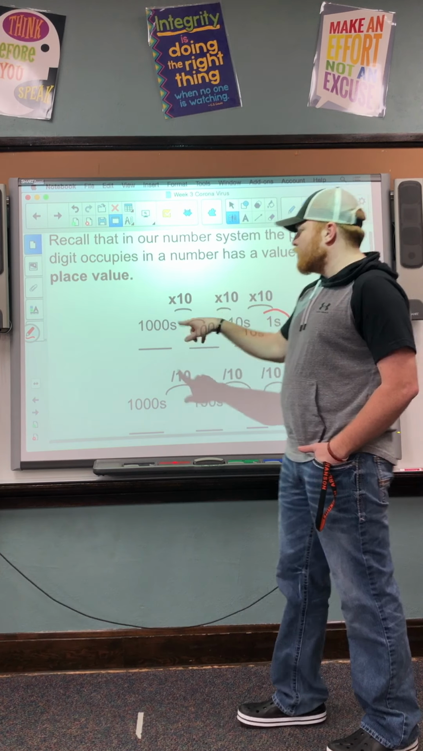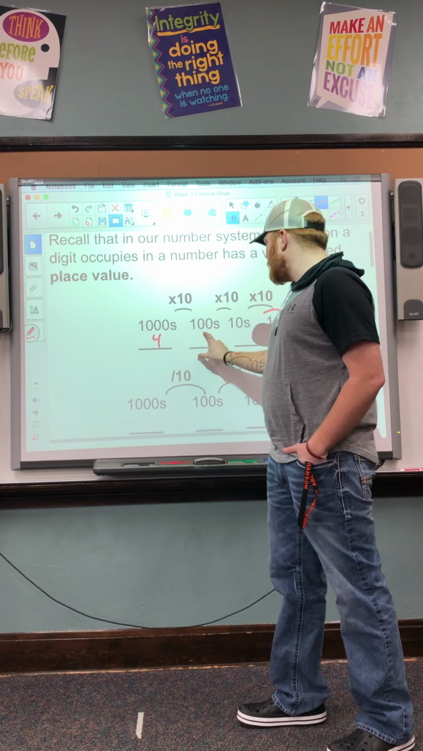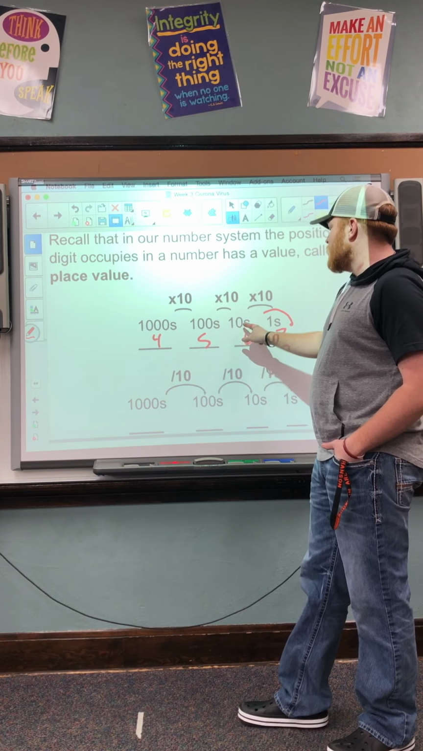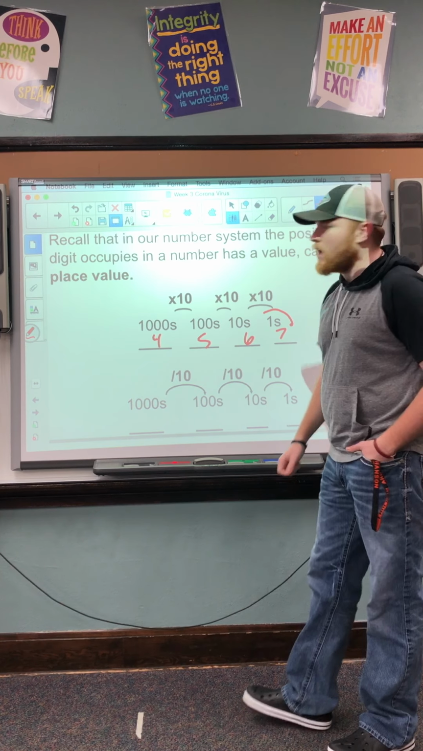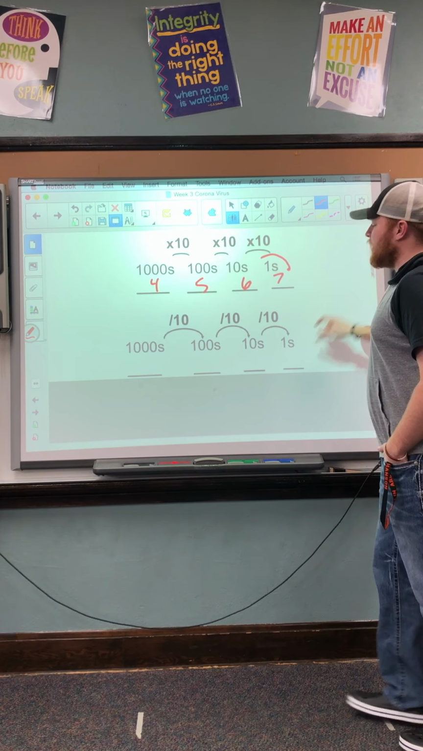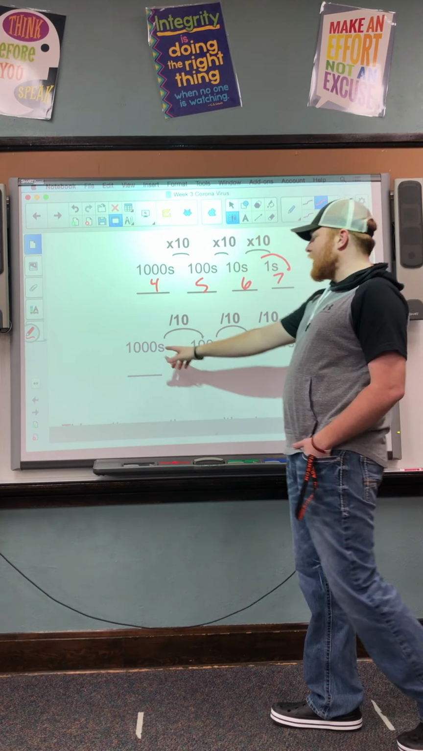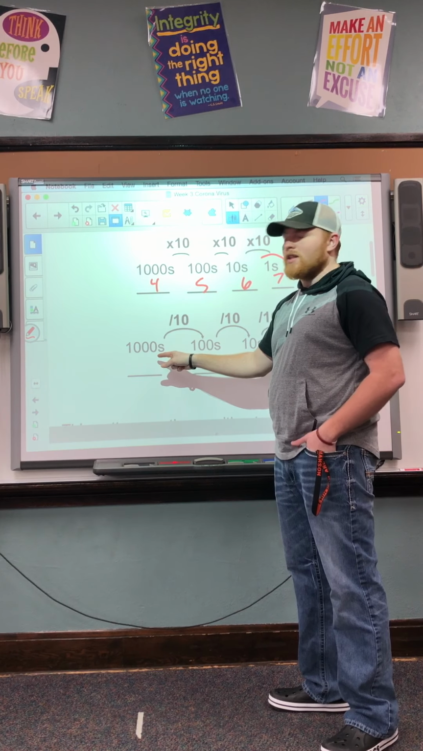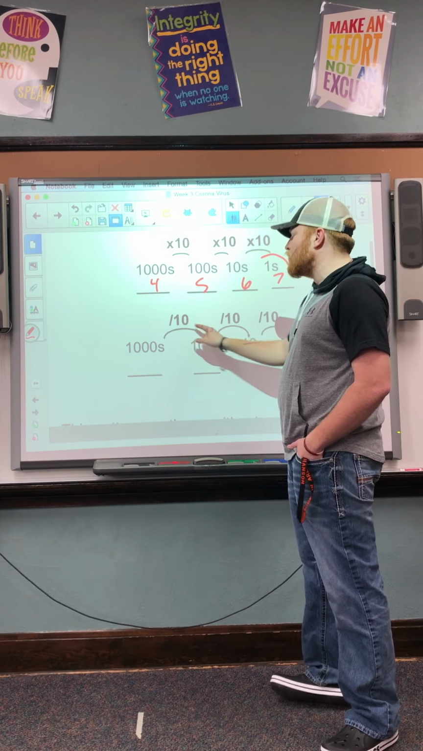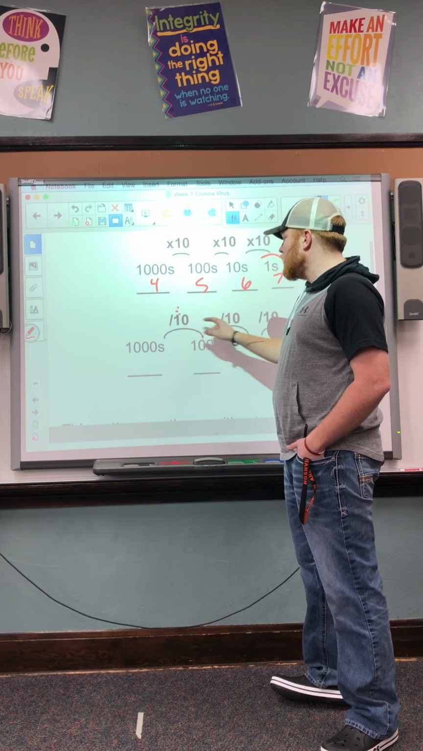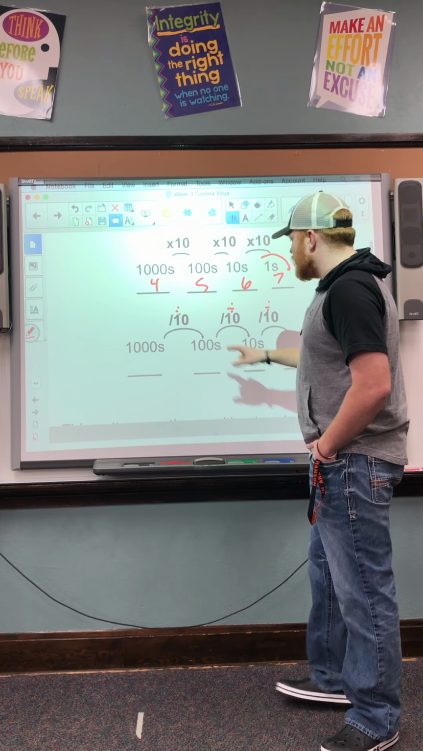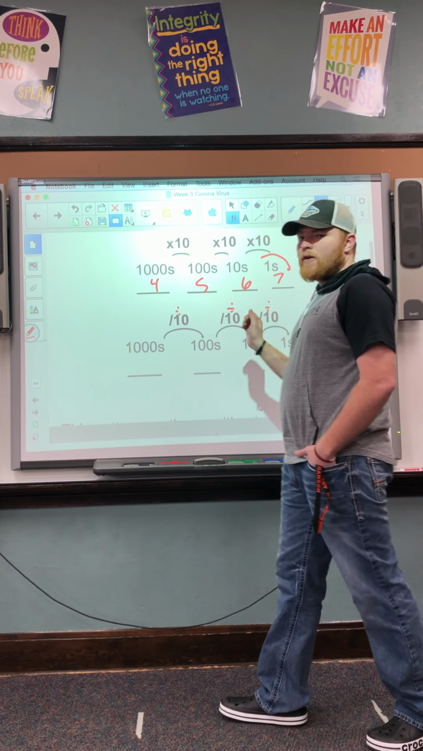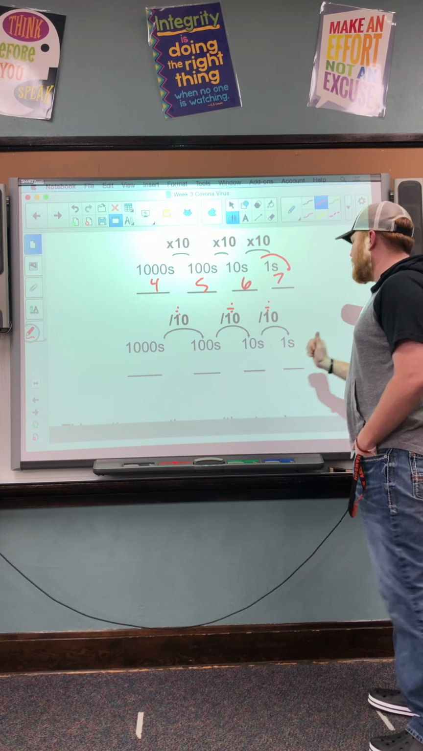Okay, so again, place value. If we have 4,567, that's 4,560 because the 6 is in the tens, and then 7. Now, say we start at the thousands place and we go to the hundreds. If we move to the right, we're dividing by 10 each time. So whenever we move to the right of our place values, we're always dividing by 10.